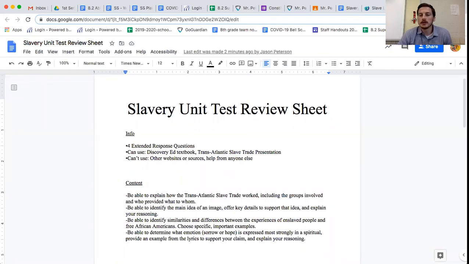Now this test is going to be a little different than the last test, okay? It's going to have 4 questions as opposed to 20 on the last one. But the thing is, these 4 questions are extended response questions. So that means it's going to ask you to do something, and you're going to have to write out at least a paragraph giving a good, thoughtful explanation of it.